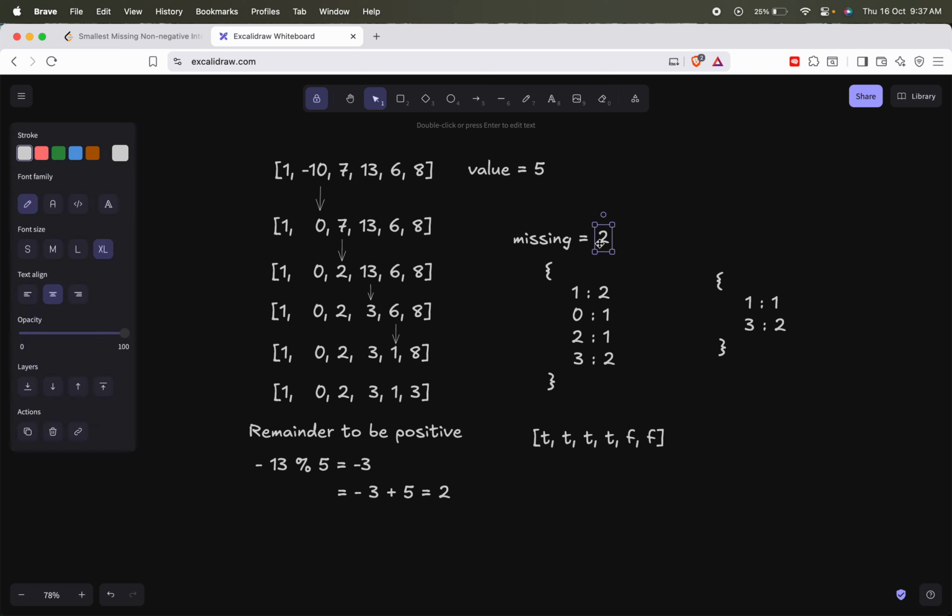Now we will move to 3. Does 3 exist in this? Yes, it exists, so we'll decrement it. Next we'll go to 4. Does 4 exist in this? No, it does not exist. As long as we encounter a first number which does not exist in this matrix, that will be our answer.